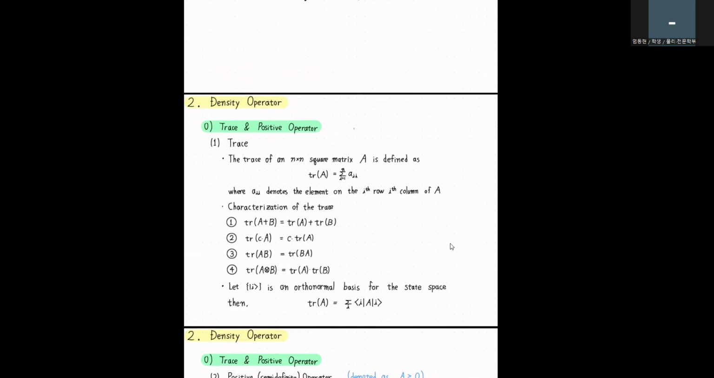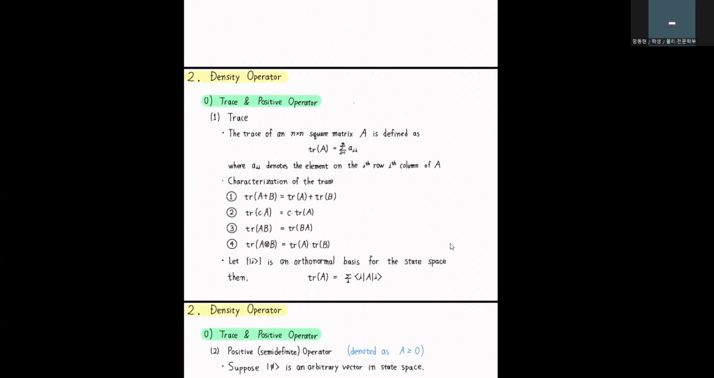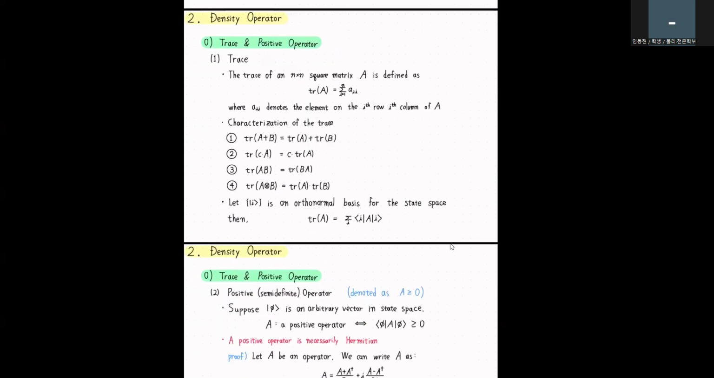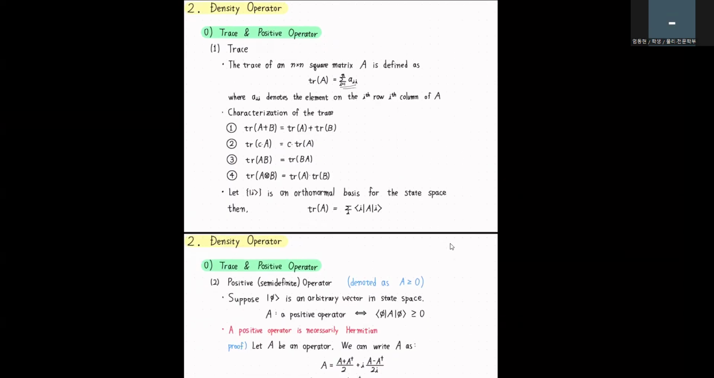Before we get into what a density operator actually is, and what pure and mixed states are, let's cover some preliminary math, such as the trace and the concept of a positive operator. The trace of an n by n square matrix A is defined as the sum of its diagonal elements. This trace operator has a few useful properties that we can use in various proofs, such that it is additive. That is, we can add the traces to get the trace of the sum of matrices.